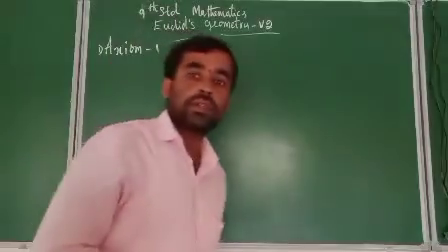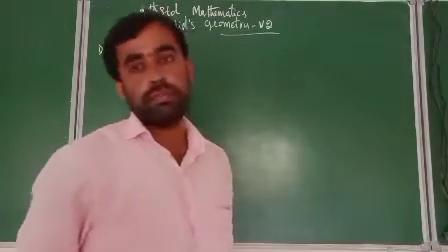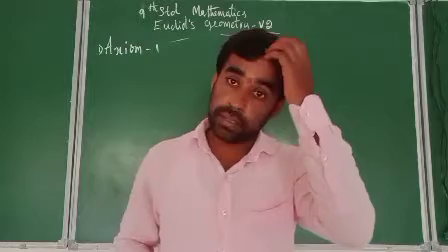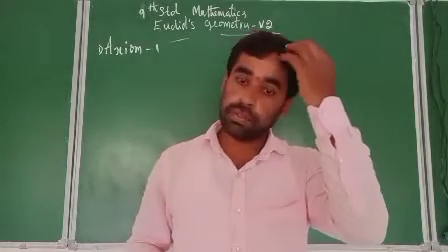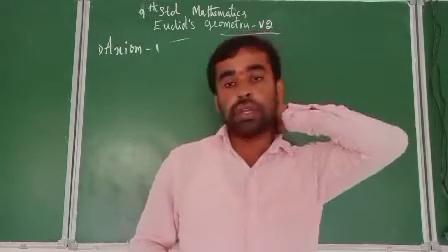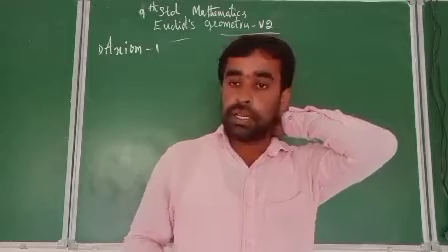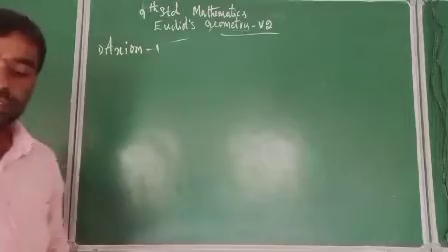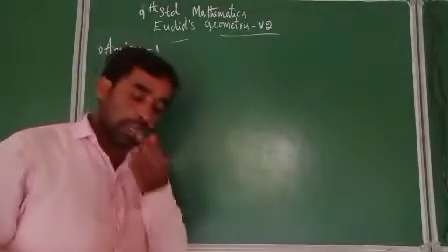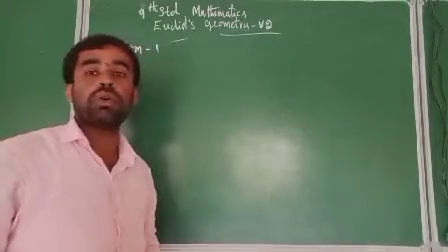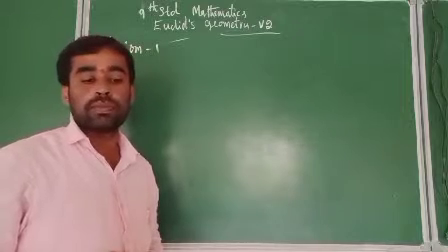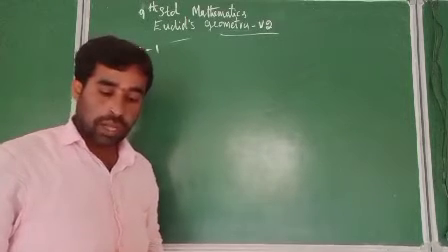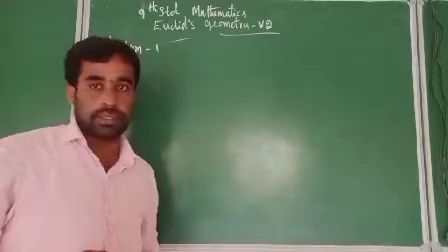Dear students, now come to axiom 1. So we know what an axiom is. Now we are going to discuss Euclid's 7 axioms. We have to discuss them one by one. So the first axiom is: the things which are equal to the same things are equal to one another.